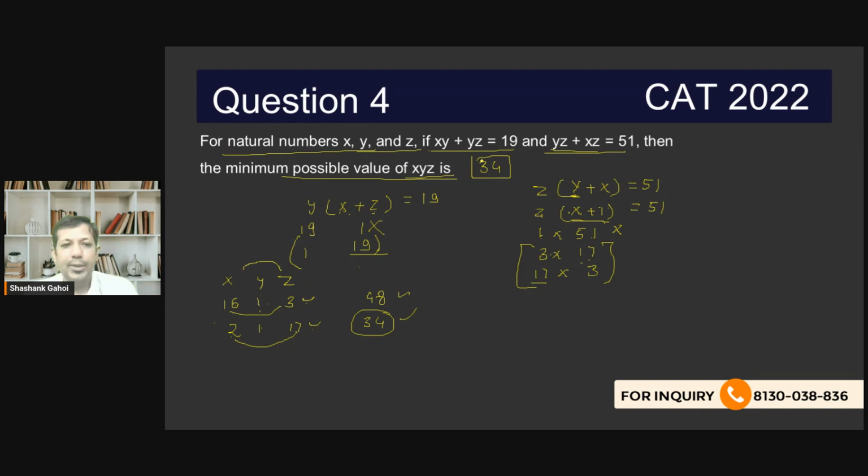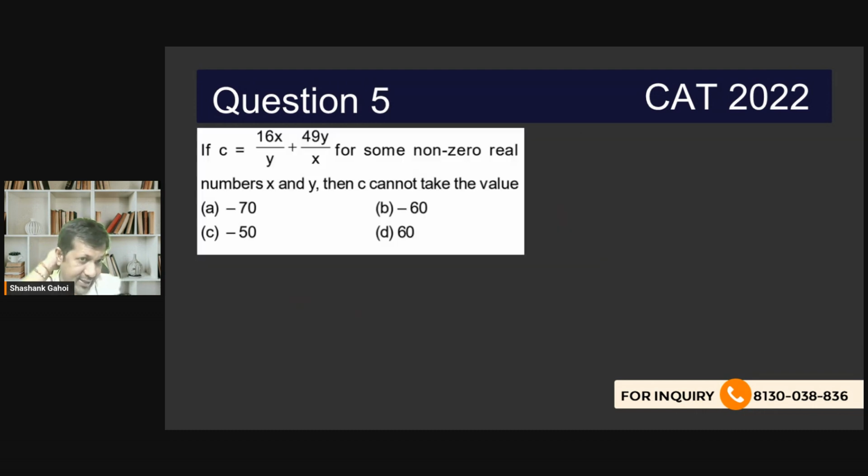Now let's move on to the next one. What does it say? So what is the approach? Let's read the question. The first one is 16 times x upon y, plus 49 times y upon x. Now let's say k is equal to x upon y. So what is the function we are going to get? That is 16k plus 49 upon k.